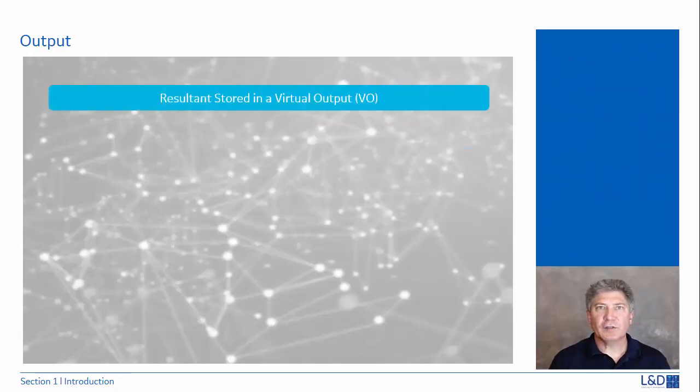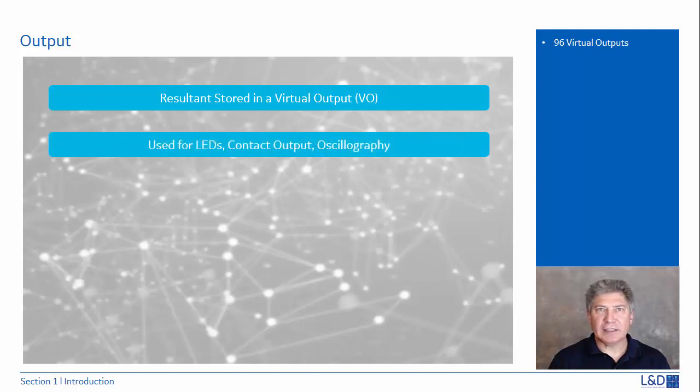In FlexLogic, the results of the operator are stored in an output. That output is known as a virtual output. There are 96 virtual outputs in the UR. Since the UR is signal driven, the virtual output provides the means to control different functions of the UR, such as controlling LEDs, contact outputs, oscillography, etc.